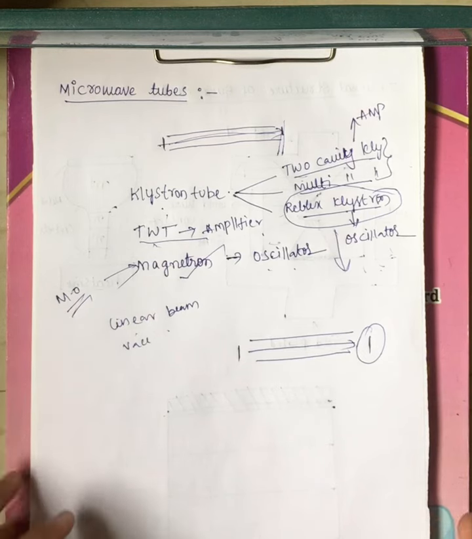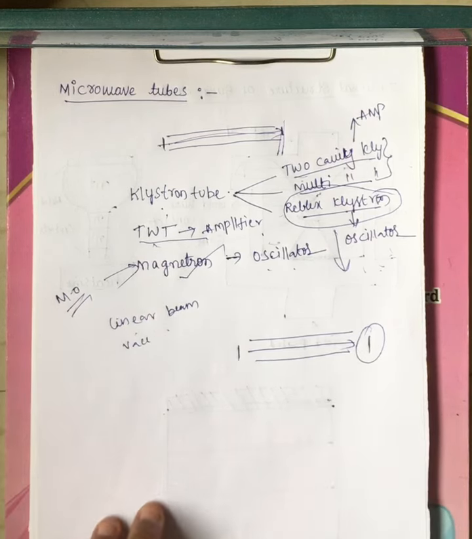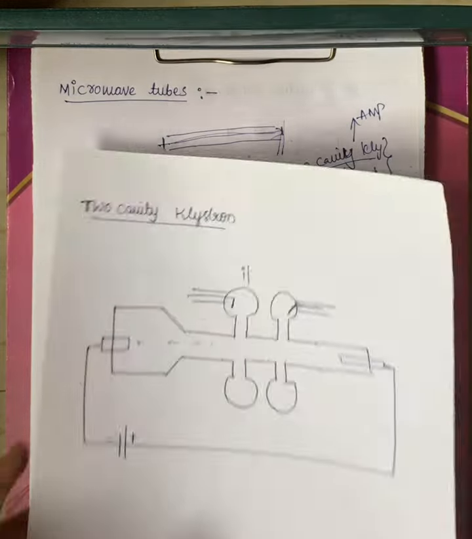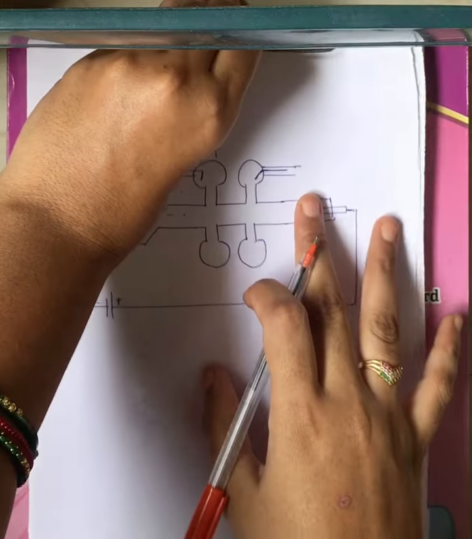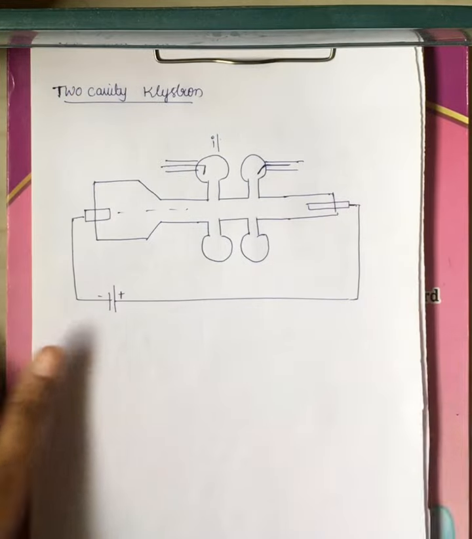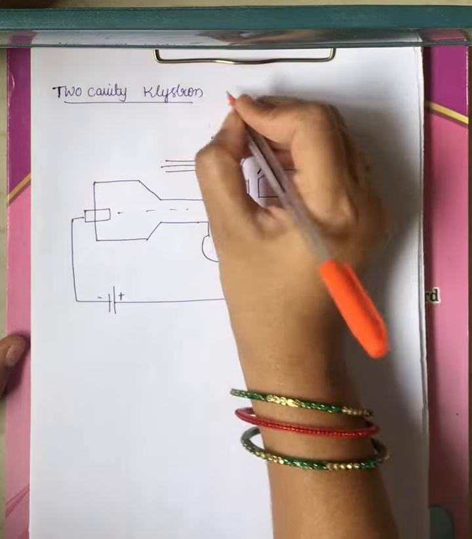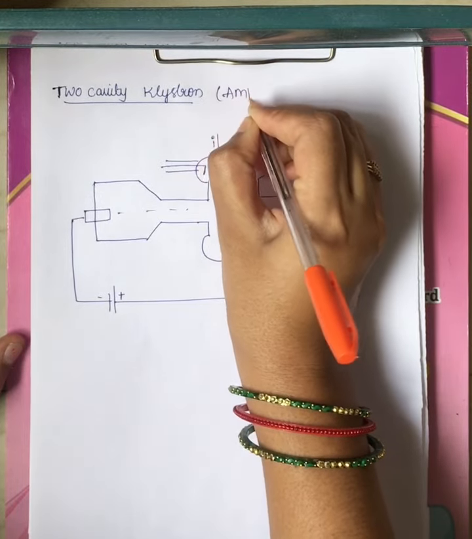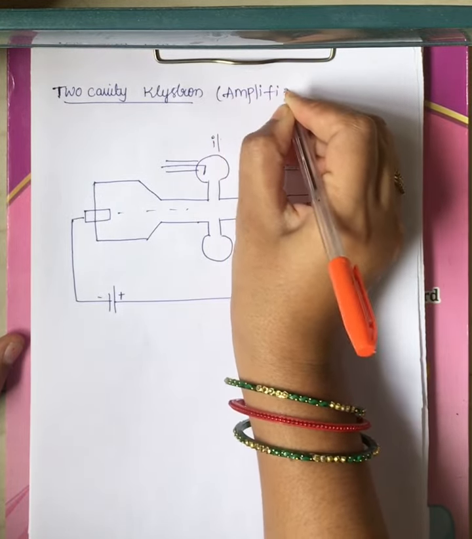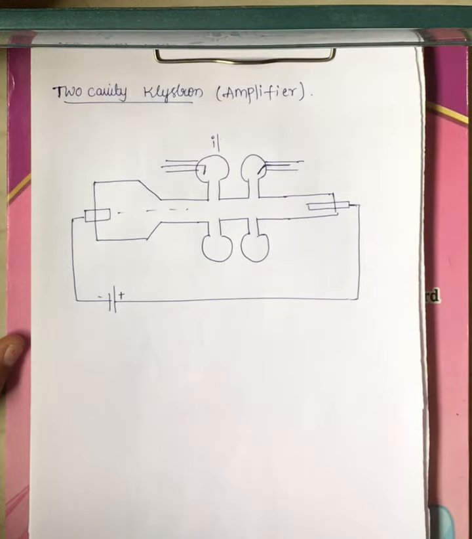Now let us see them one by one. Coming to the first, klystron. Under klystron you have two cavity klystron, multi cavity klystron, and reflex klystron, right? Now coming to the first part under klystron, that is two cavity klystron. It is an amplifier.